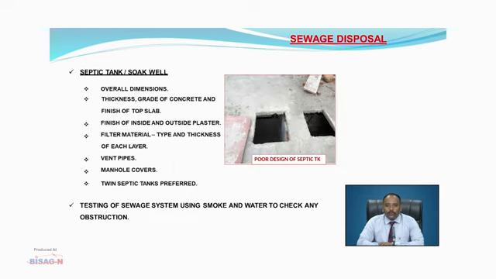Septic tanks and soak wells. The overall dimensions of these septic tanks or soak wells has to be in tune with the CA contract agreement. The thickness and grade of concrete to be used for the top slab has to be checked. The finish of the inside and the outside plaster has to be checked. The vent pipes have to be provided and the manhole covers with handles have to be provided. Wherever possible, twin septic tanks are preferred.